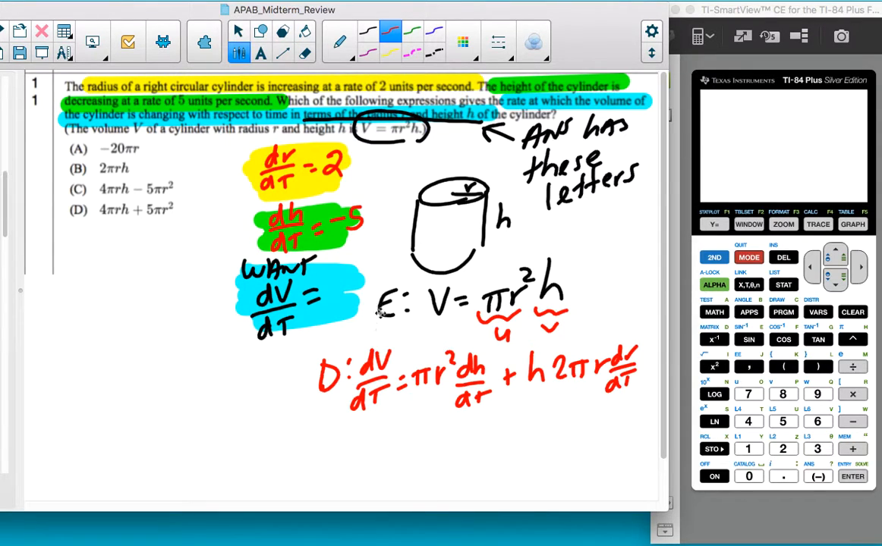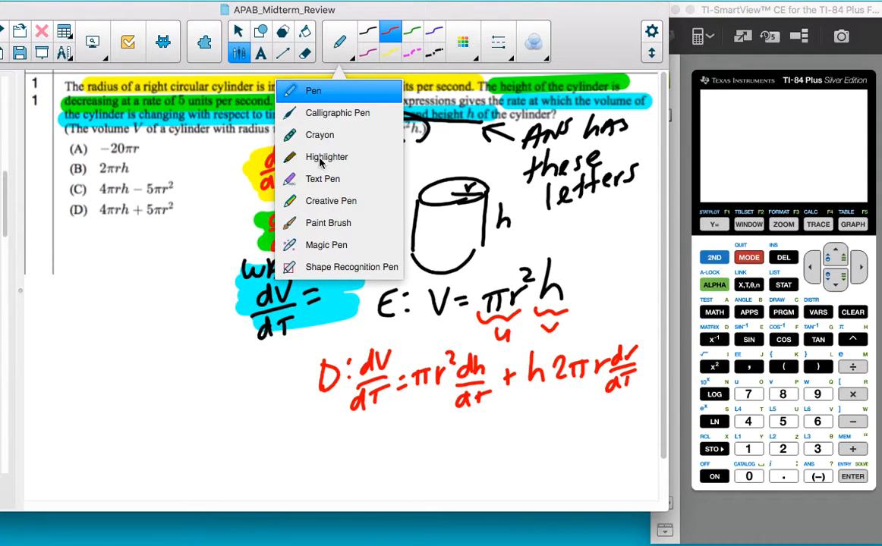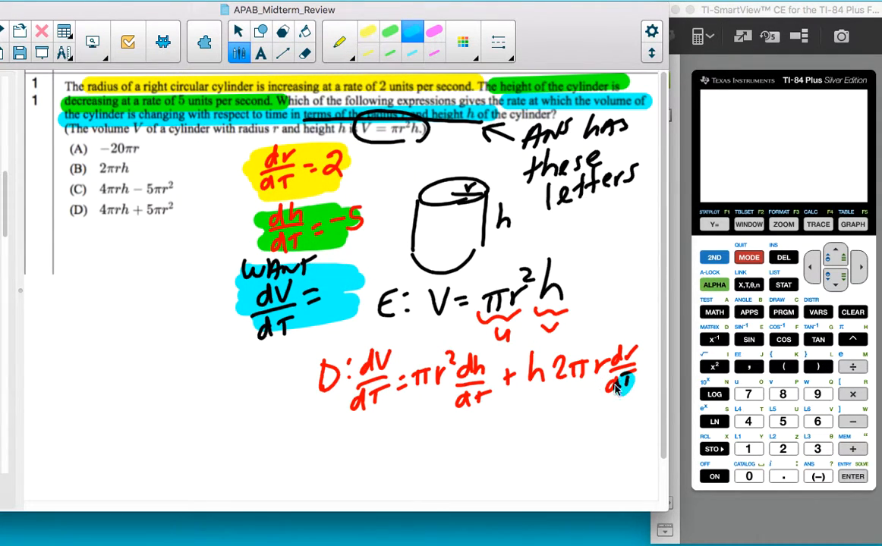And at first this looks kind of disgusting, but realistically, if you look, you were given dr/dt, right? And you were given dh/dt. So we know these values, and if you look at my answer, all of these answers up here have r's and h's because that's what we were told.